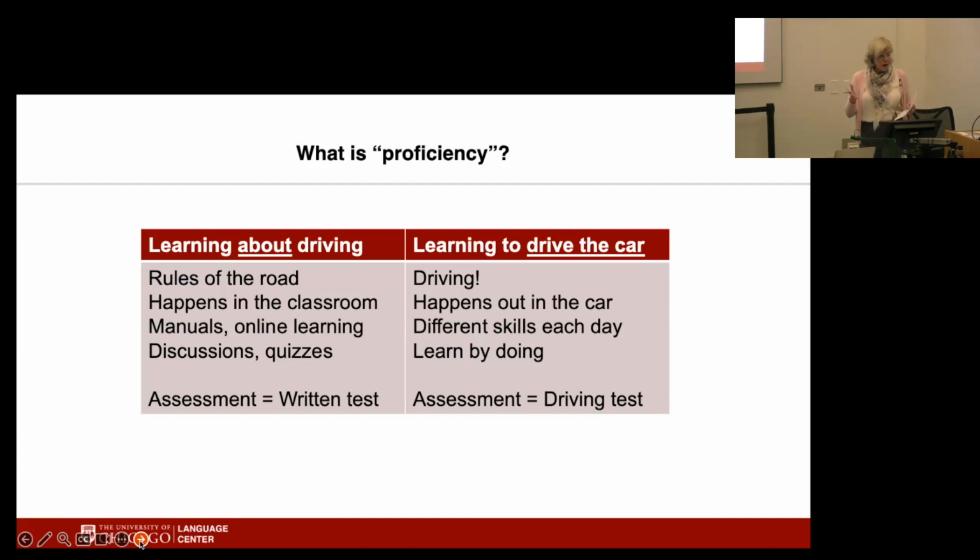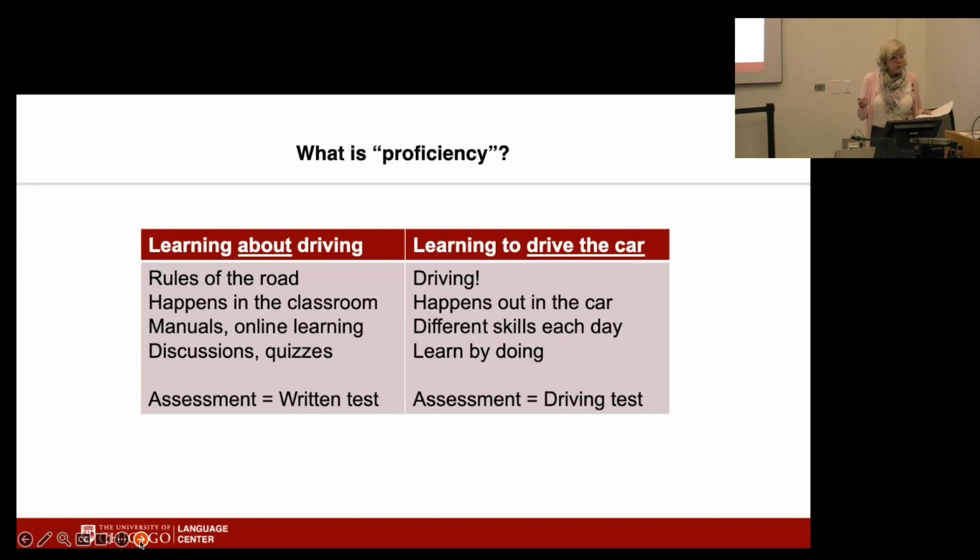So when you learn to drive, you did two different things. You learned the rules of the road. You learned what the stop signs mean. You read a manual or did work online. And after you learned all that, you took a test, which was a written test or a computer test, most usually a multiple choice test on the rules of the road, right? That is an achievement test also. It tests what you know about driving, okay? It's important. You need to know that stuff in order to drive.